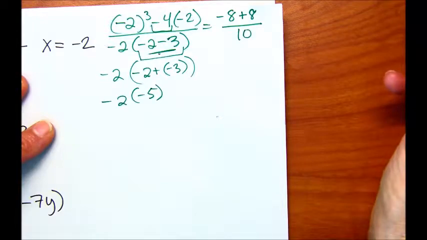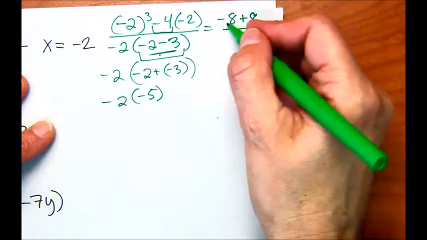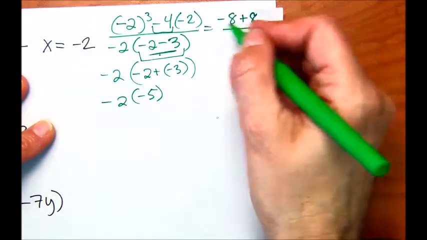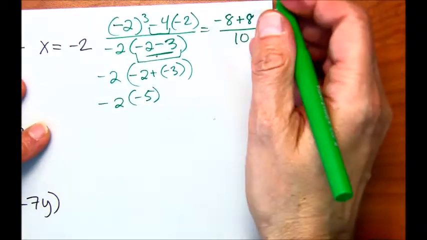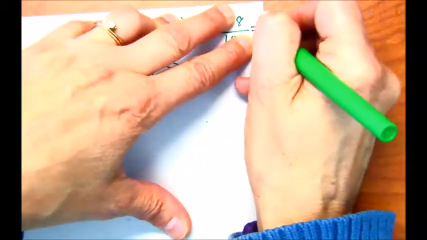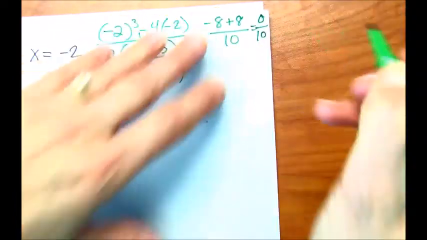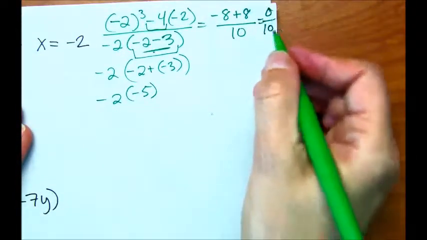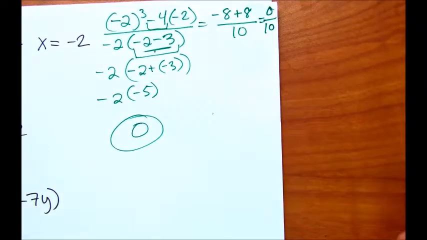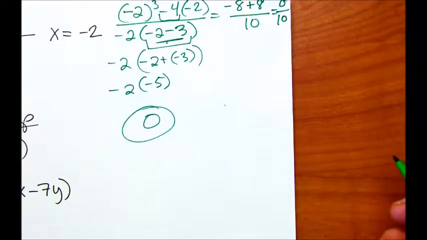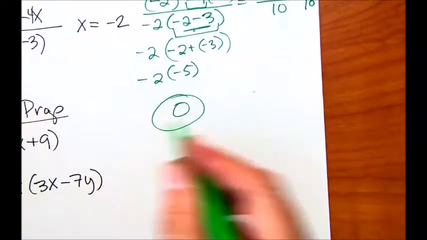Okay. Now, when we add the opposite of a number, so negative 8 plus its opposite, we're going to get 0. Okay, and when you divide 0 by 10, your answer is going to be 0.